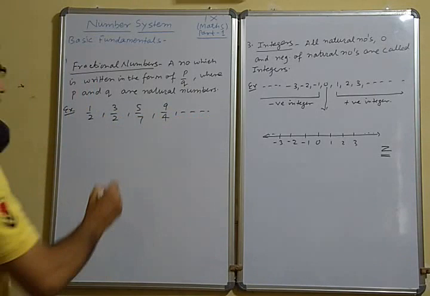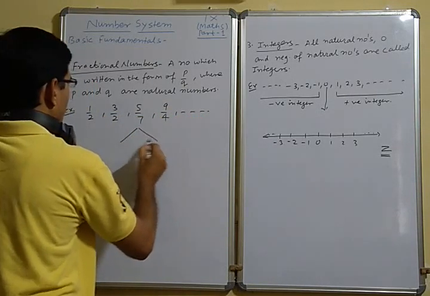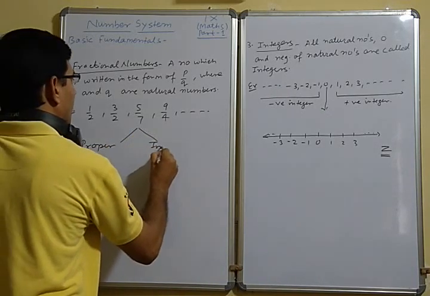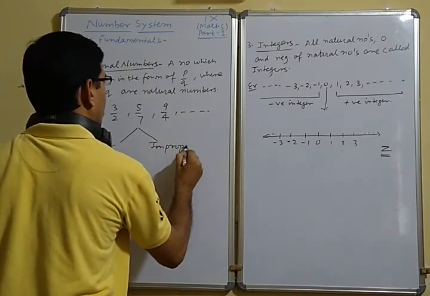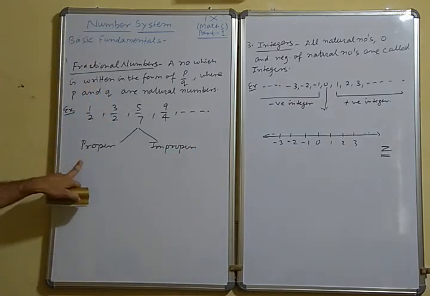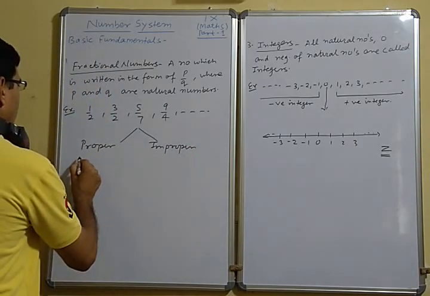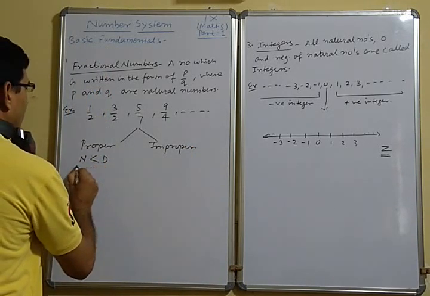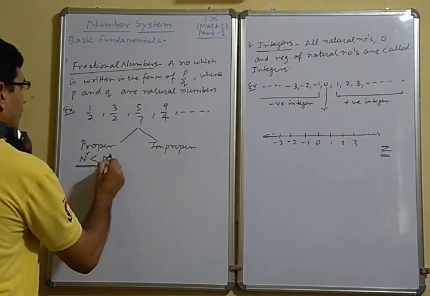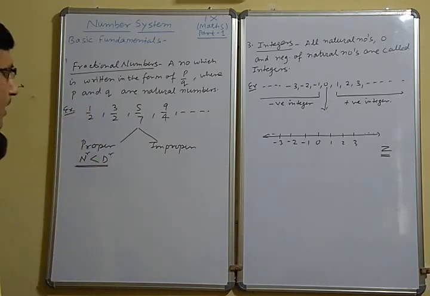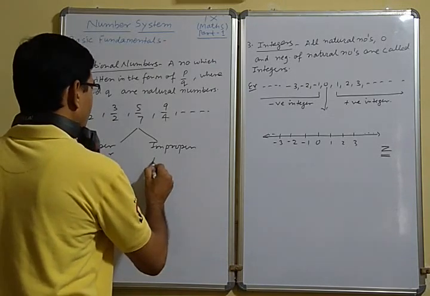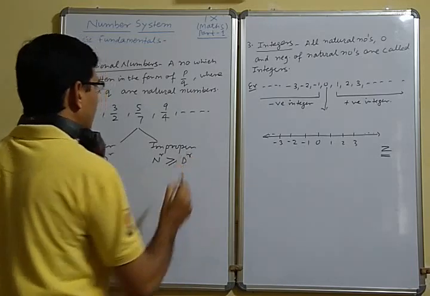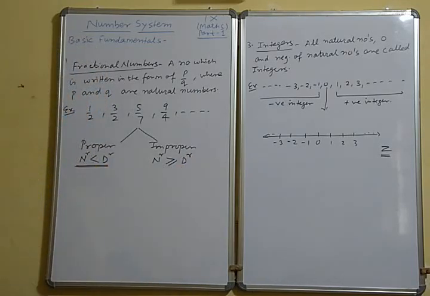Fractional numbers are again divided into parts: proper and improper. In case of proper, the numerator is less than the denominator. If the numerator is less than the denominator, it is called a proper fraction, and improper, if the numerator is greater than or equal to the denominator, it is called an improper fraction.